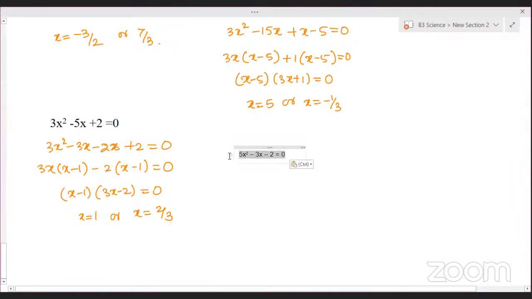Ma'am, I have a question. Ma'am, for getting -5, you could do it like minus 6x plus x also, right? What would be the product? See, the product of these two, 3 and 2, is 6, ma'am.